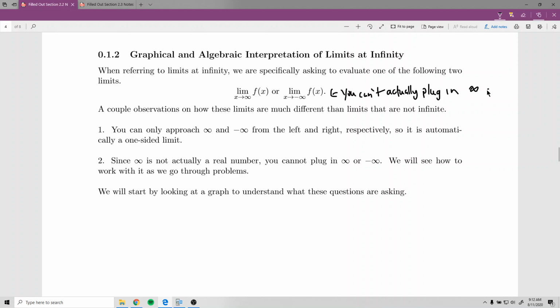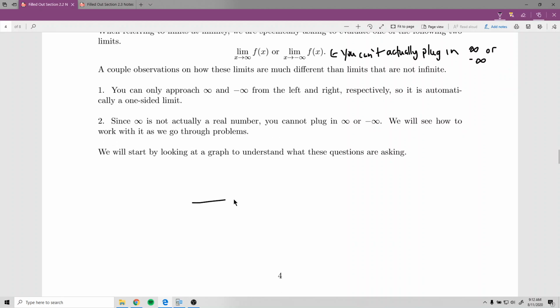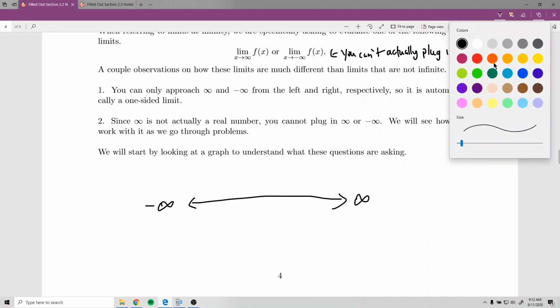So, it's not like plugging in 4. You plug in and you get it, because infinity is just an idea. It's a very, very big, large number. One thing that's nice is you can only approach them one way already. If you think about the number line, we have negative infinity over here and infinity over here. We can only go towards negative infinity from the left, we can only go towards infinity from the right. So they're automatically one-sided limits.